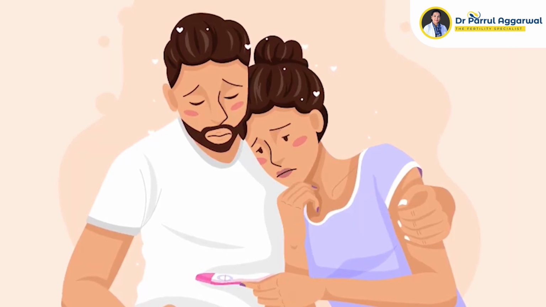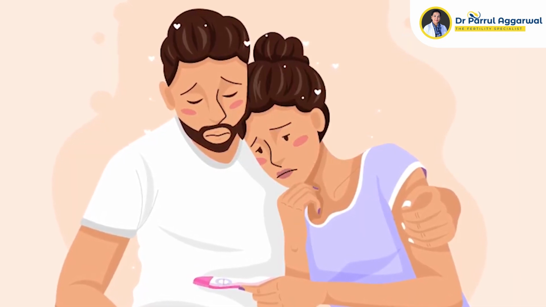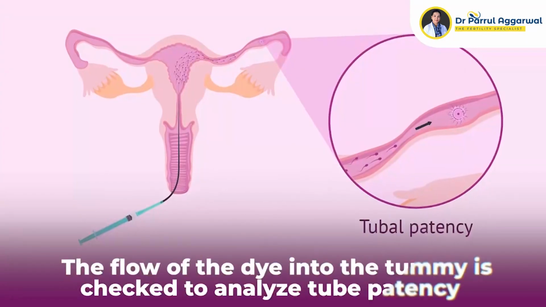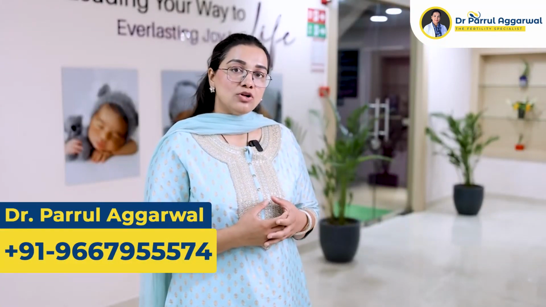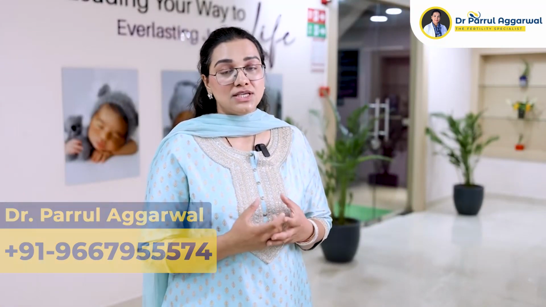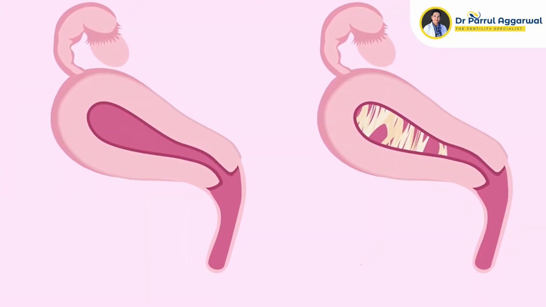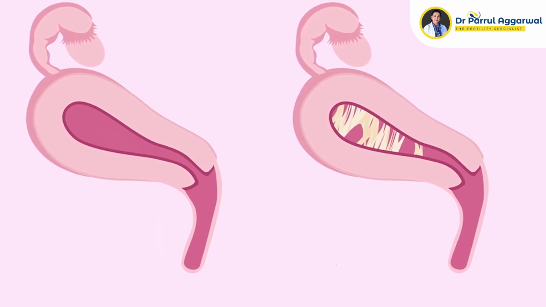In case of infertility, sometimes we put the dye from below and we see the flow of the dye from the tubes into the tummy to see whether the tubes are patent or not. Also, any pathology like excessive stickiness, which we call adhesions, can be removed there and at that moment of time.